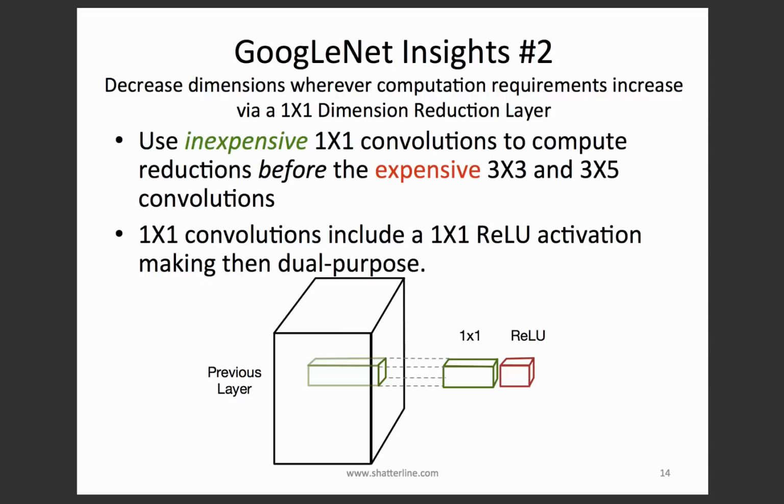Google insight number two. Decrease dimensions whenever computation requirements increase via a 1 by 1 dimension reduction layer. Use inexpensive 1 by 1 convolutions to compute reductions before the expensive 3 by 3 and 5 by 5 convolutions. 1 by 1 convolutions include a ReLU activation, making them dual purpose.